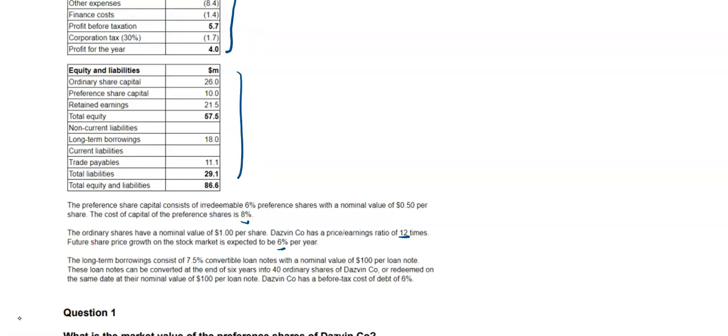Long-term borrowing consists of a 7.5% convertible loan with a nominal value of $100. These loan notes can be converted at the end of 6 years into 40 shares, or redeemed on the same date at a nominal value of $100. Before-tax cost of debt is 6%.